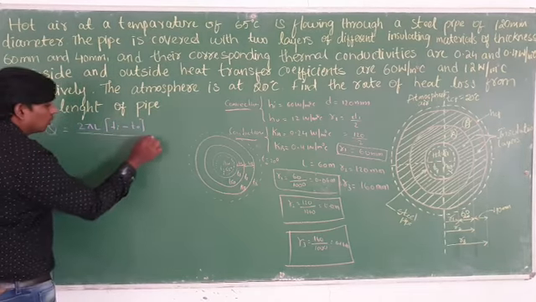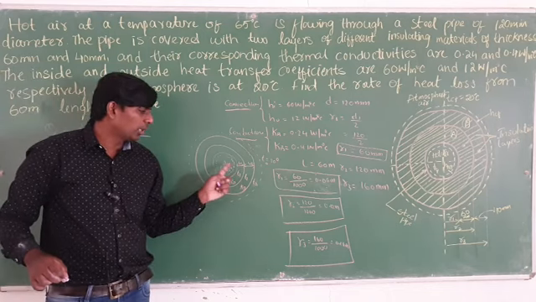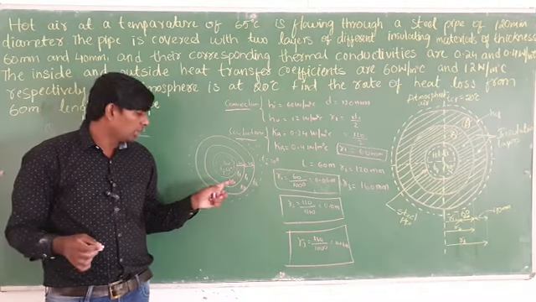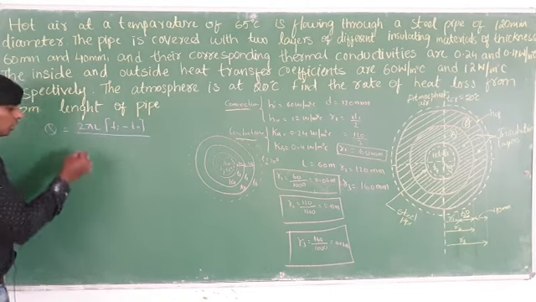Now what you have to do here? How many components are there? See, first one, second one. First we will take the conduction. How many conduction components are there? Ka and Kb. First we will target the conduction.